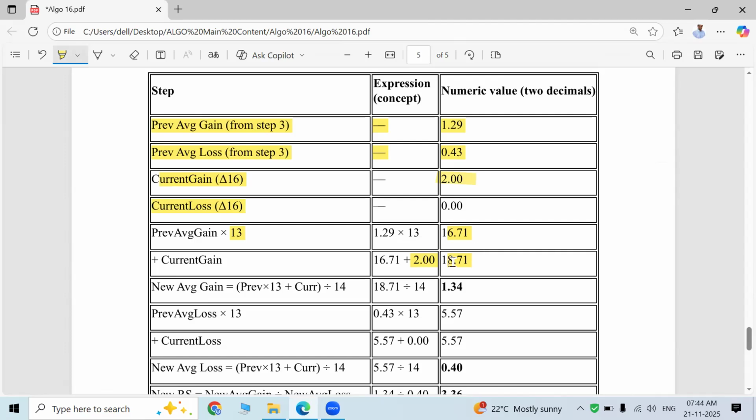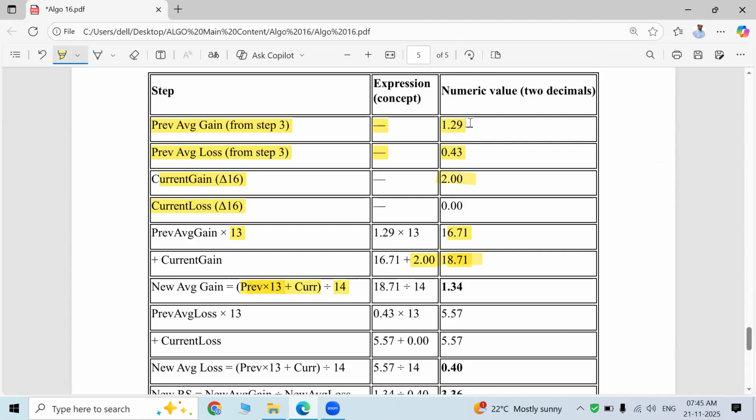So previous gain plus the current gain. Previous gain we need to multiply with 13. So the new average gain will be previous, that value we have already calculated over here, plus current, that is 18 point some value which we have used over here, divided by the 14 number cycle, because we have taken the 13 readings.